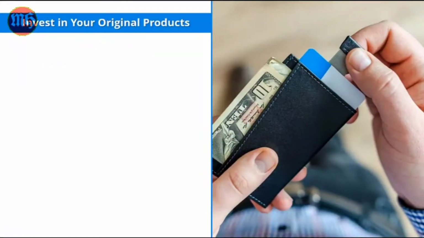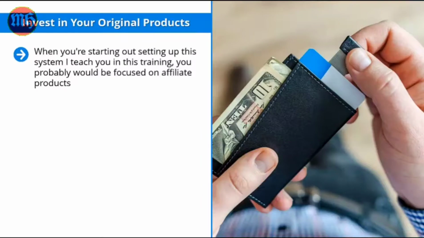Invest in your original products. When you started out setting up this system I teach you in this training, you probably would be focused on affiliate products. You get a link from an affiliate program, you market that link in your email updates. When somebody clicks on that link and buys something, you get a commission. Pretty straightforward, very simple.